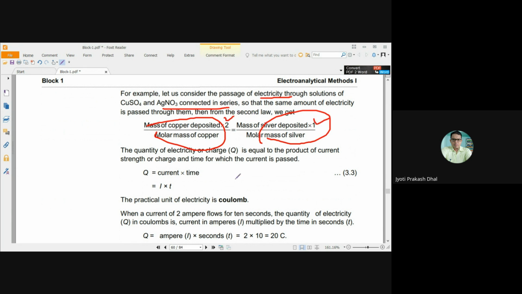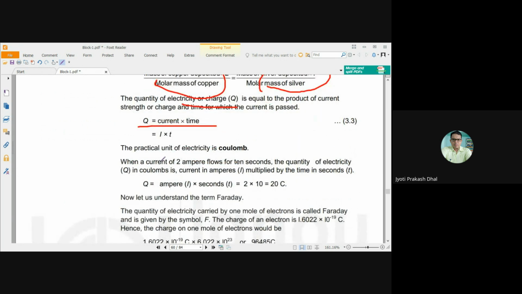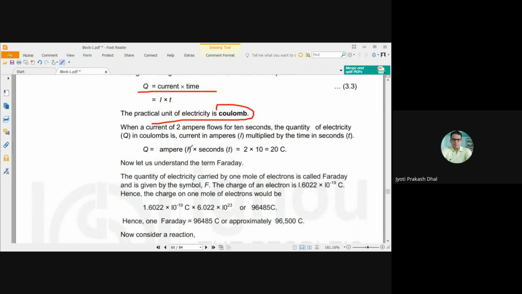Here the 1 is there because the valency of the copper is 2, but the valency of the silver is 1. Hence the quantity of electricity, that is charge, equals the product of the current and time, that is Q equals I T. The practical unit of electricity is the coulomb. So when a current of 2 ampere flows for 10 seconds, the quantity of electricity will be 2 into 10, that is 20 coulombs.